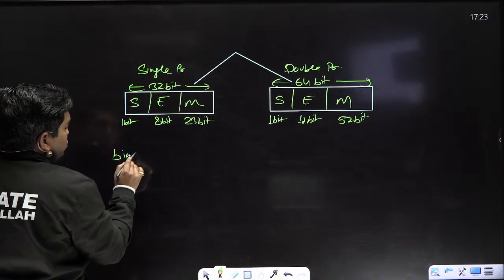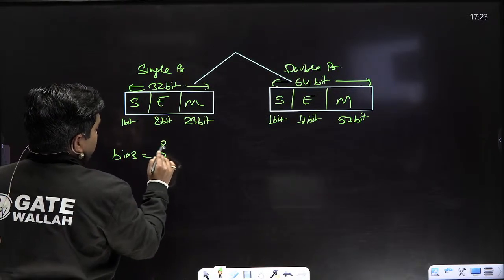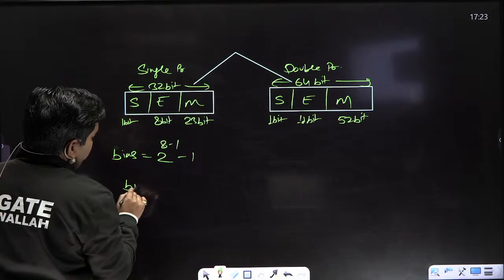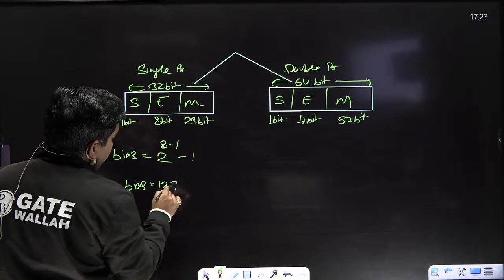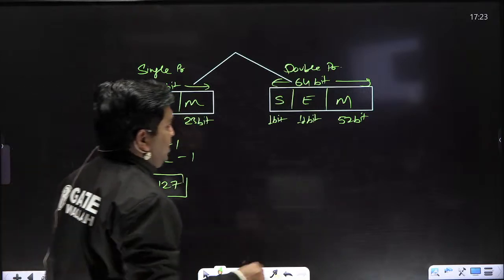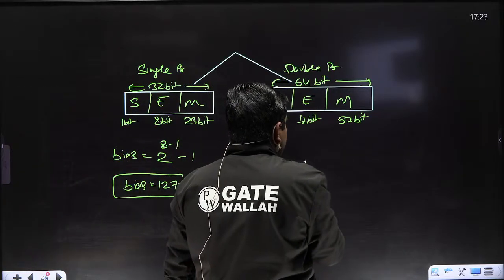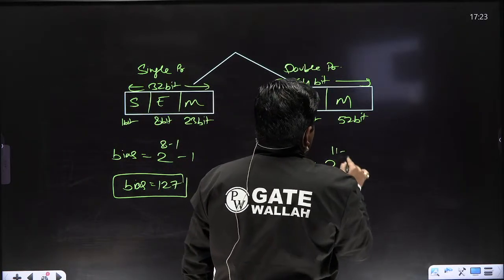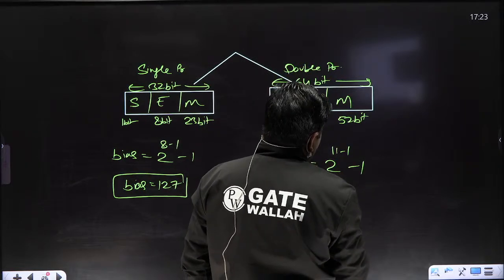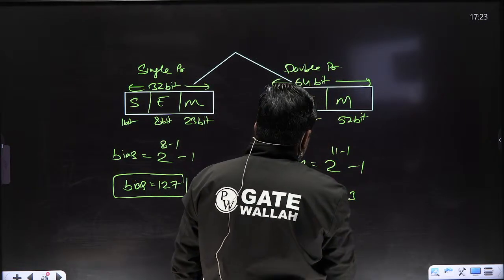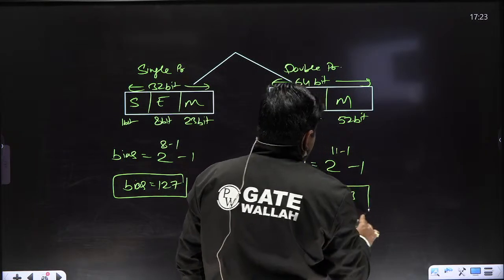First you have to focus only on these things, the remaining concept will be the same. Here the bias used is 127, and here the bias used is 2 raised to power 11 minus 1, minus 1, which is 1023. Clear? This is the bias.